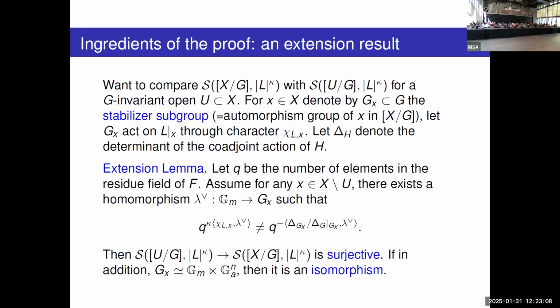So if kappa satisfies this inequality, then it turns out that every element of the Schwartz space on X actually comes from the corresponding Schwartz space on U. This is, again, because there is this quotient by G, which means that we're considering spaces of coinvariants. Furthermore, if there is some more information about the stabilizer group, so that there is this multiplicative subgroup and then a semi-direct product with the additive group, then not only is this map surjective, but in fact it's an isomorphism.